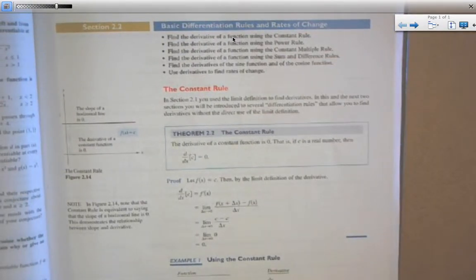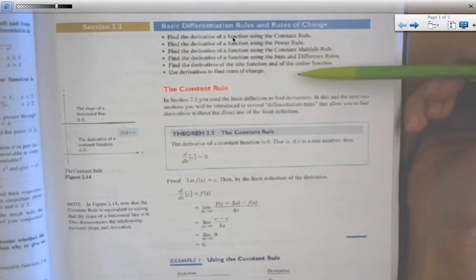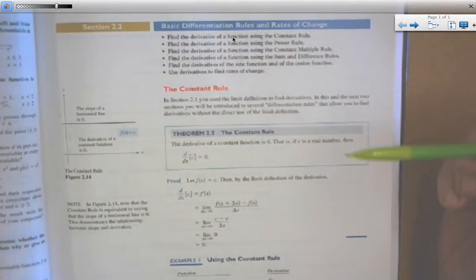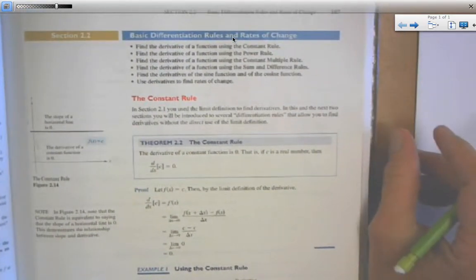Okay, for this lesson, you're going to need your book, and we're just going to follow along with the rules introduced in this lesson. And I don't have a handout for it. We're just going to use some pencil and paper and work some of the examples.